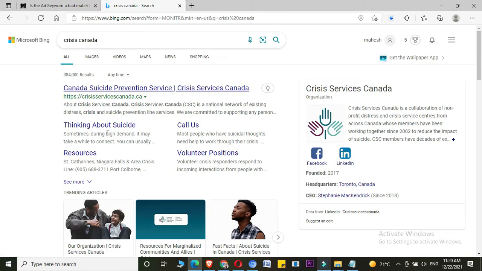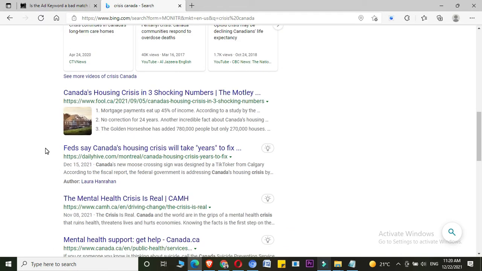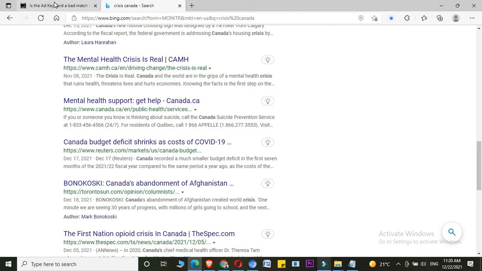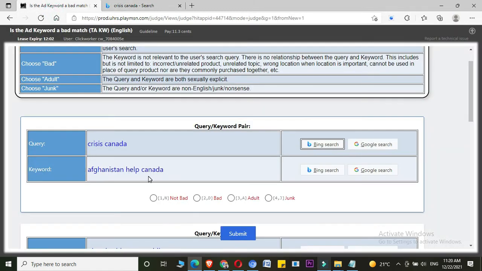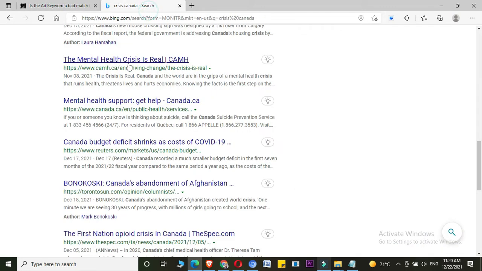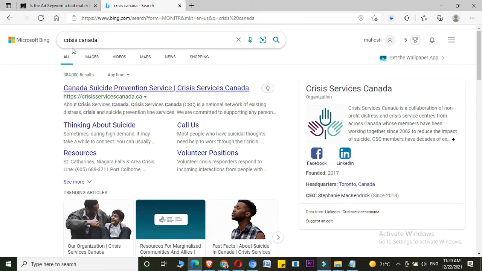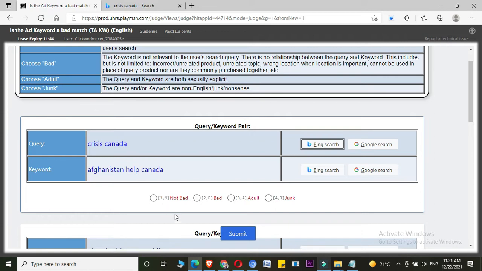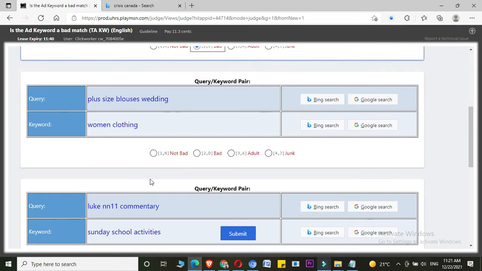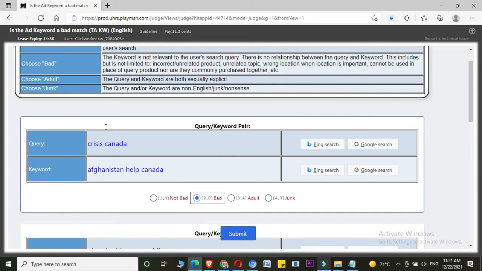Canada Suicide Prevention Service. It was about suicide, I guess. Looks like a crisis. But here, Afghanistan help Canada is a completely different thing, as per the information with this query keywords, crisis in Canada. So I would say it was a bad match, definitely. So let's move on. Because if it was something related to the crisis in Canada, we should mark it as not bad, but there were different terms, or different topics, so I have chosen bad here.